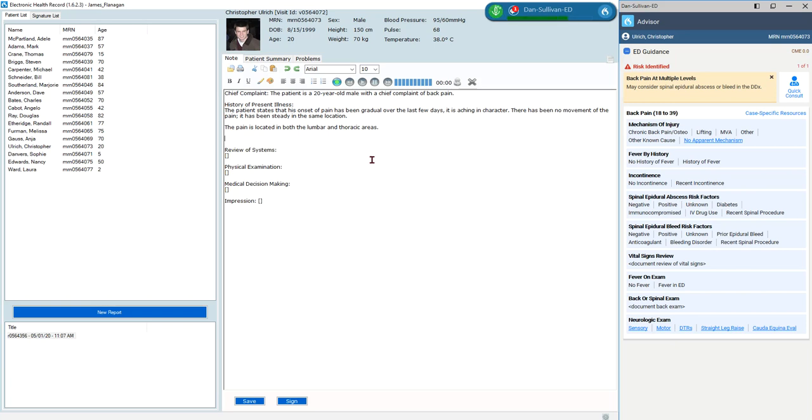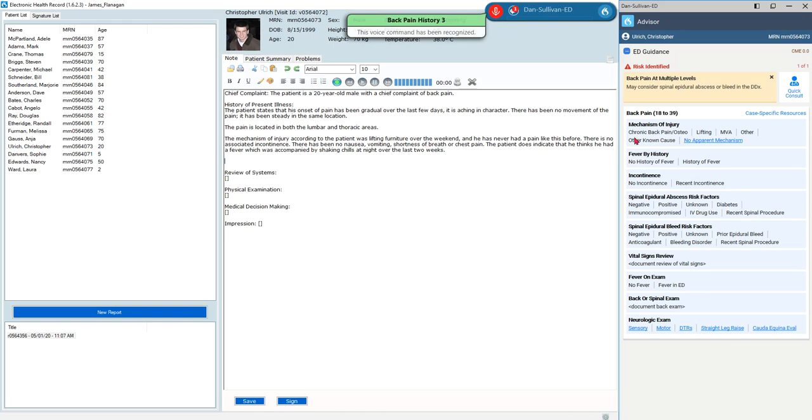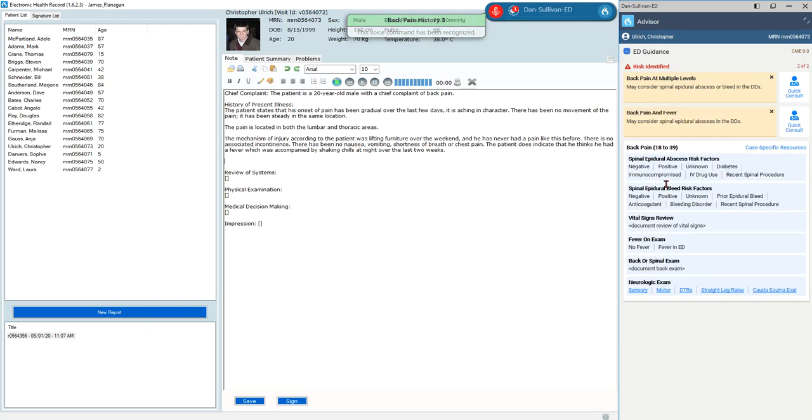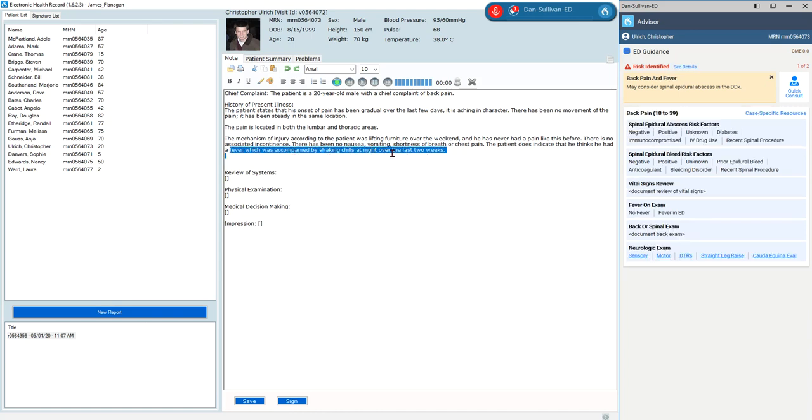Back pain history 3. Patient was lifting furniture, that will retire. There's no incontinence, that will retire. But the patient has had a fever with shaking, chills at night over the last 2 weeks. The program will recognize that and 2 levels of pain and will now suggest a consideration of the possibility of a spinal epidural abscess in the differential diagnosis.